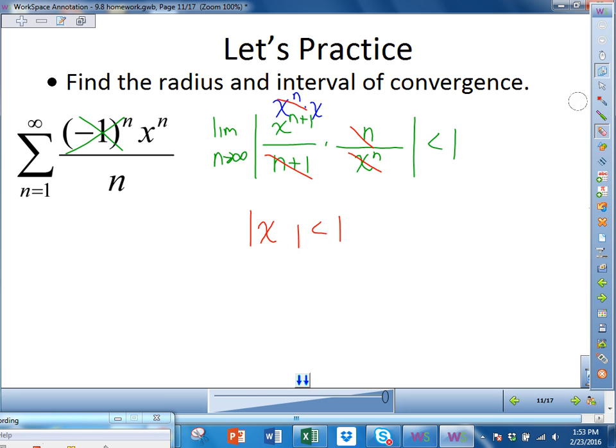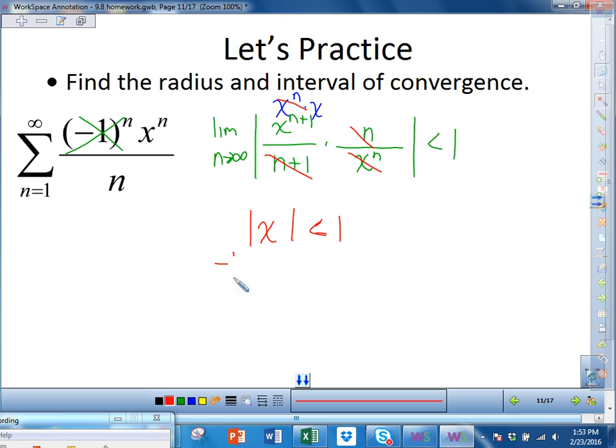Picky, picky, picky. Okay, just x. All right, so now how do I rewrite this? Negative 1 is less than x is less than 1. From here, I can tell my radius of convergence. What is my radius of convergence? 1.